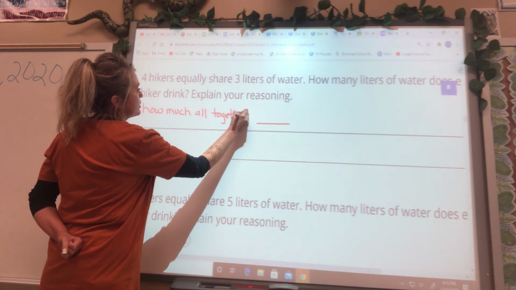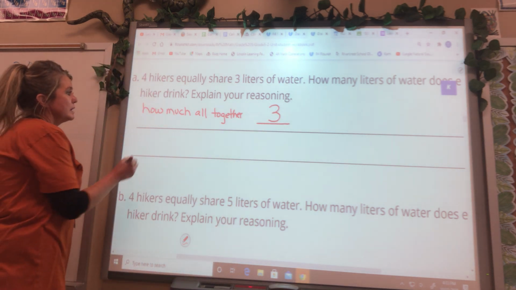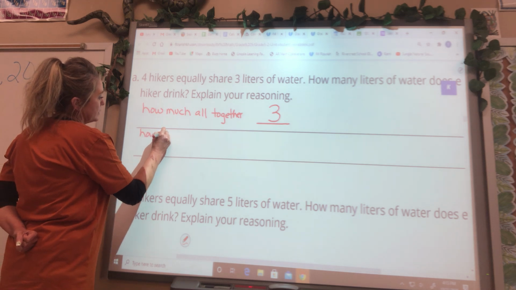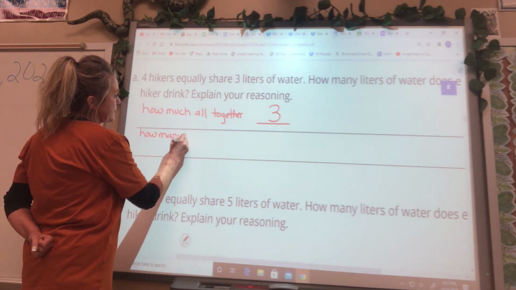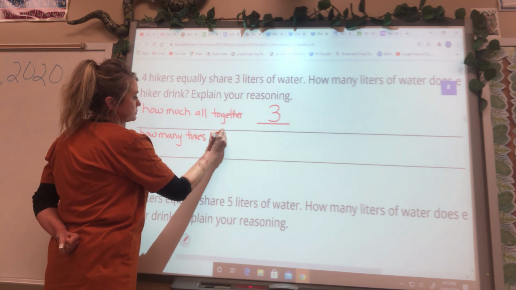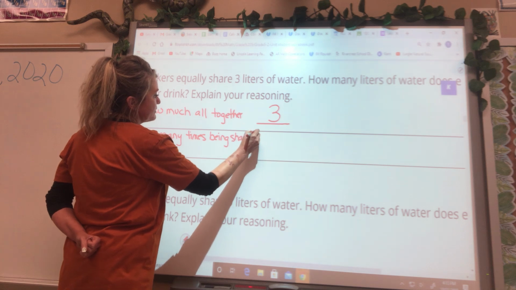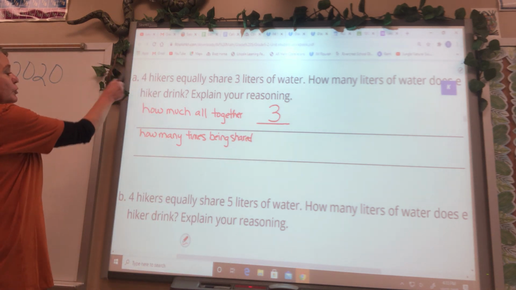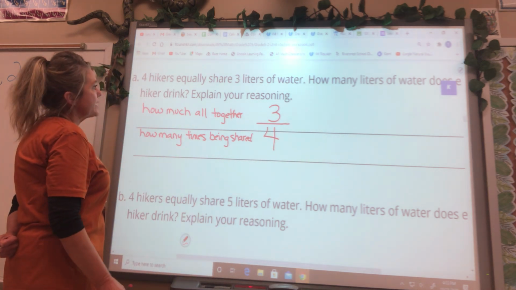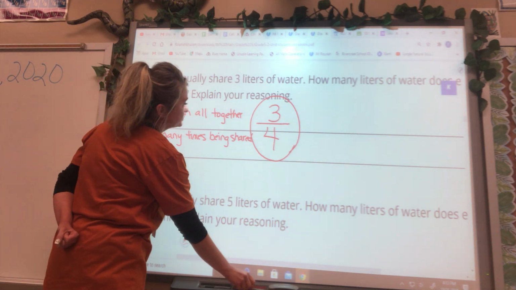So altogether they have 3 liters of water, and then the bottom number is always going to be how many times is it being shared. It's having to be shared by 4 hikers. So each hiker would get 3/4 of a liter.